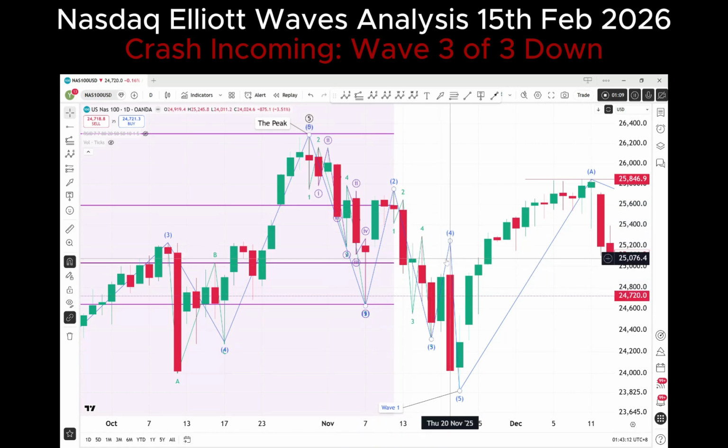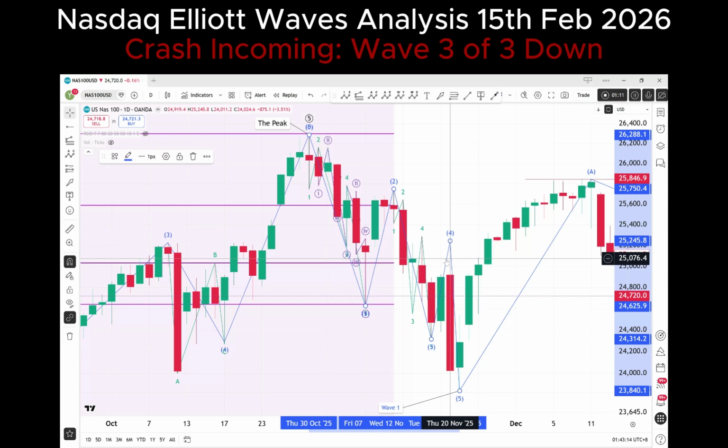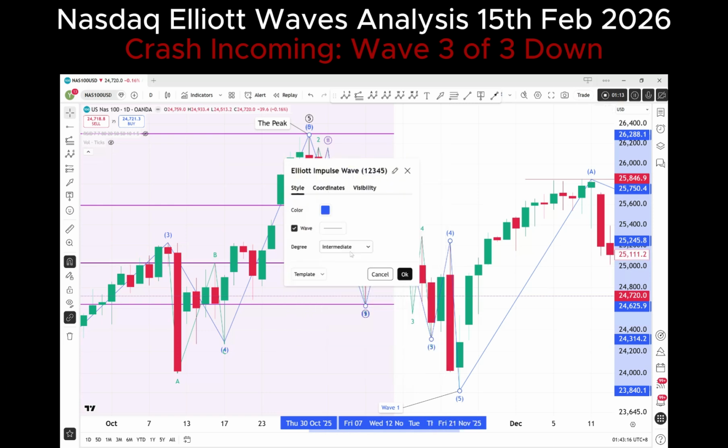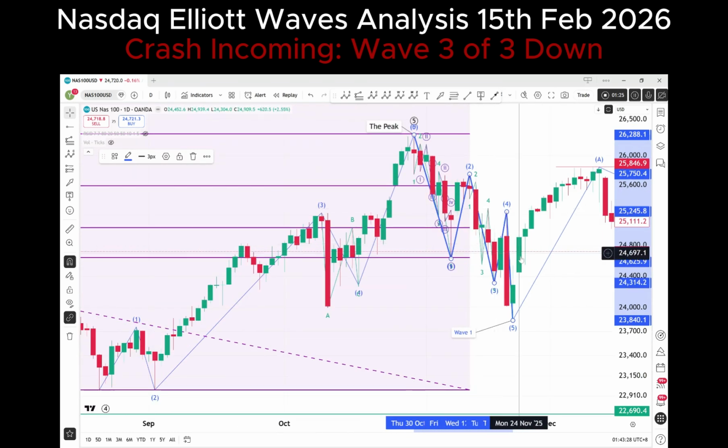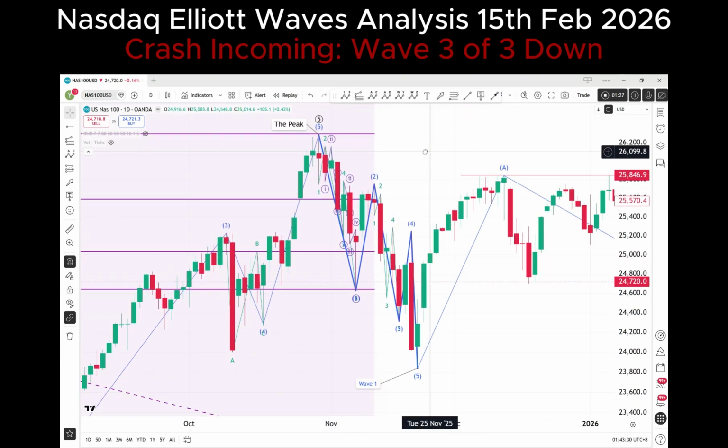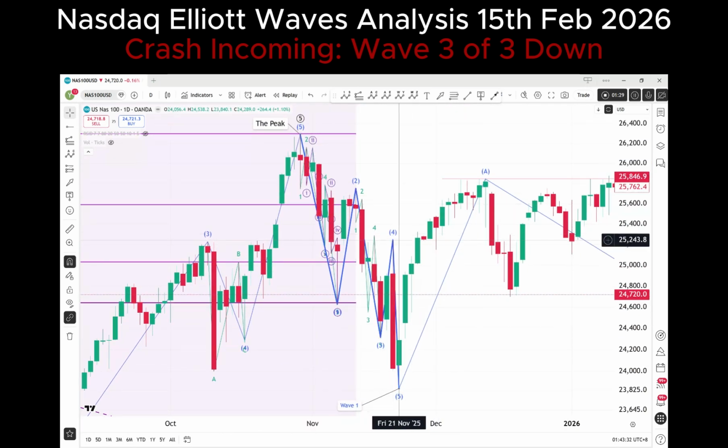This five wave down itself, let me just bold this, make this wave thicker. The five wave down itself is actually a leading diagonal. Why? Because wave 4 actually goes into the territory of wave 1. So this is our first wave down, and this first wave down actually ended on 21st of November.